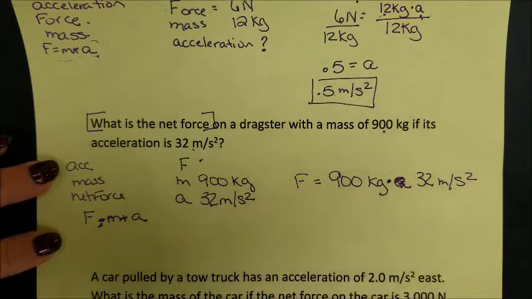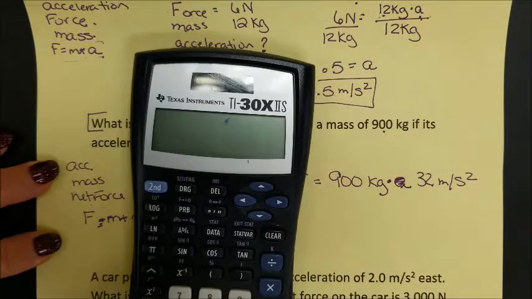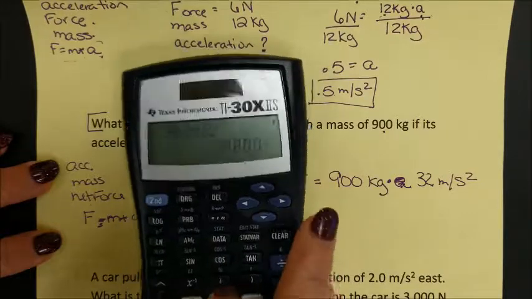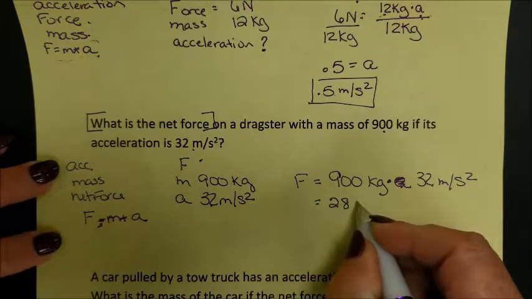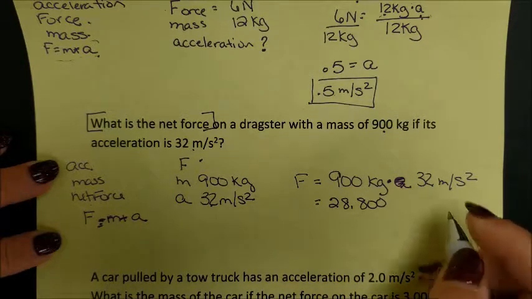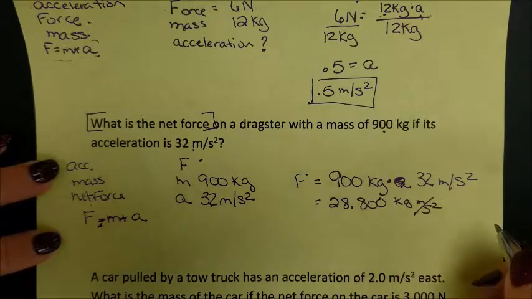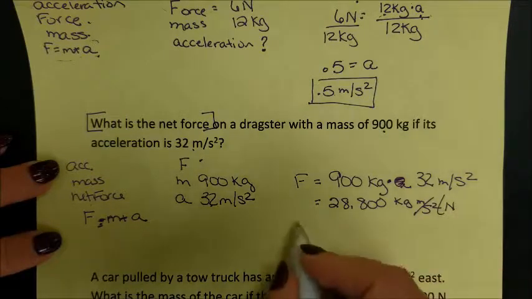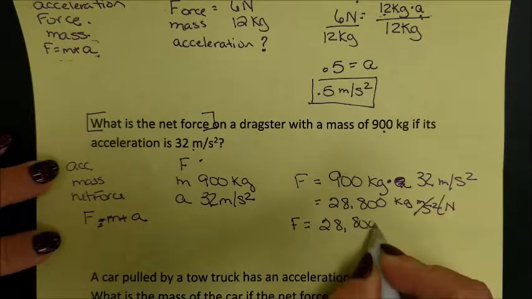So we wind up with, we need a calculator for this. 900 times 32 equals 28,800 kilograms meters per second squared, also known as a Newton. So our force is equal to 28,800 newtons.